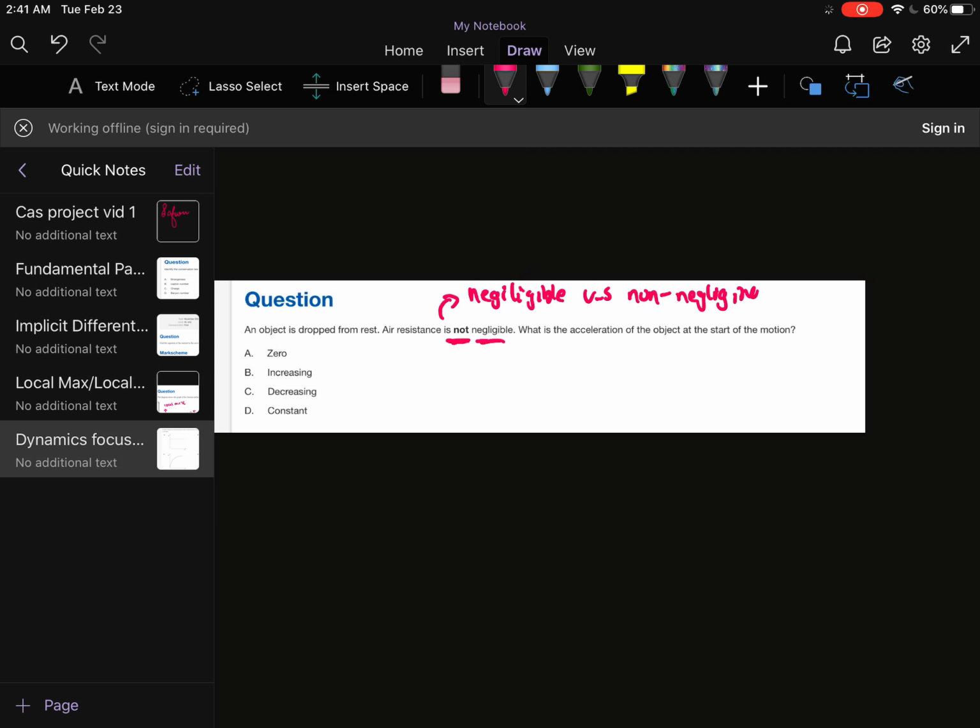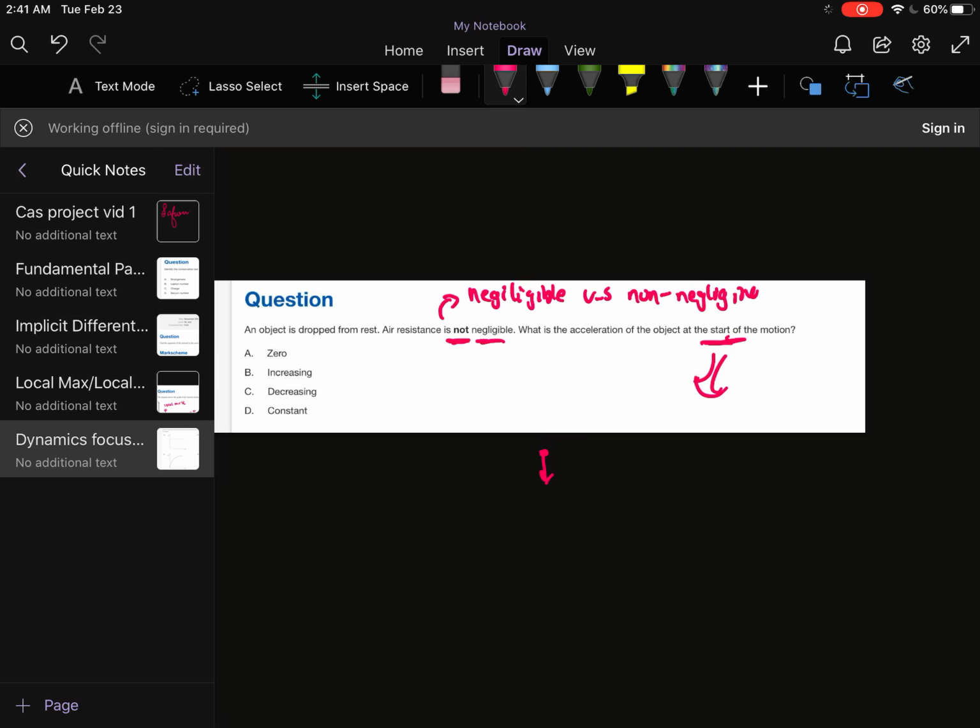Keep that in mind. If it's negligible, that means you won't have to consider terminal velocity or any type of drag force. Now the question is asking, what is the acceleration of the object at the start of the motion? Start implies that you've pretty much released the ball and it's beginning to fall.